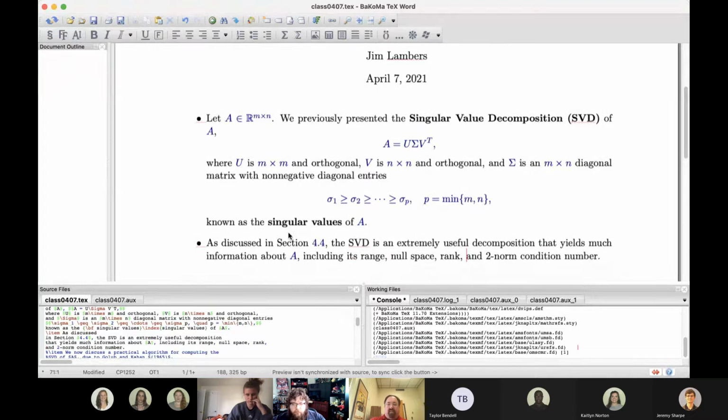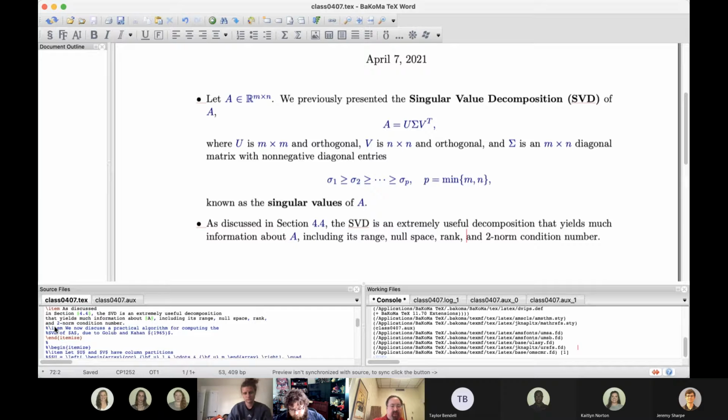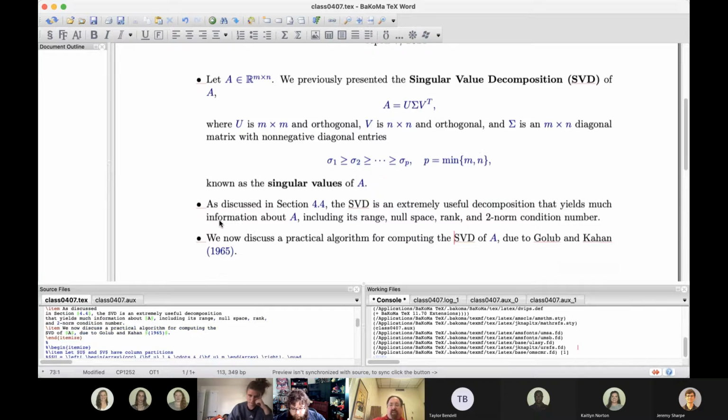As we saw, it has a lot of applications, mostly related to least squares. It gives you the null space and range of a matrix, the rank of a matrix, its two-norm condition number. Low rank approximations are easily obtained from the SVD, and so on. But now there's a matter of how do we actually get it? What is a practical algorithm for obtaining the SVD?